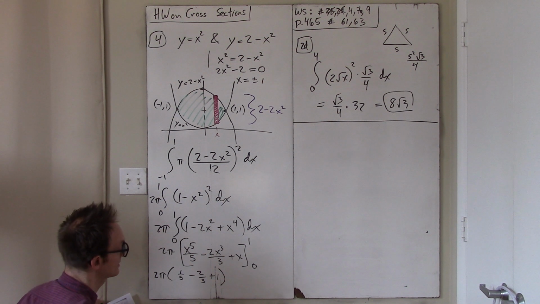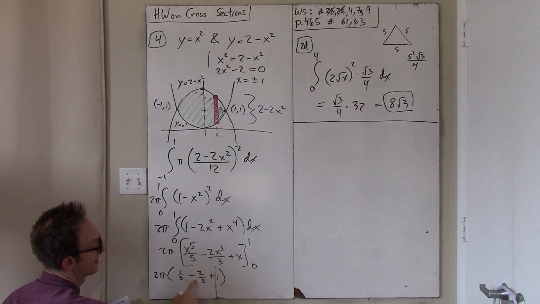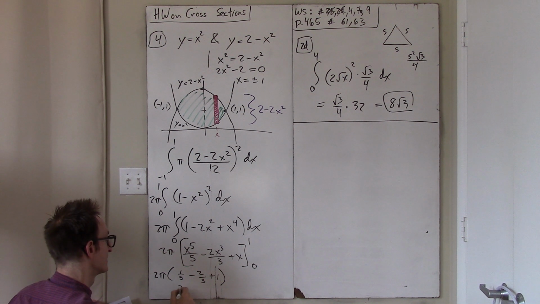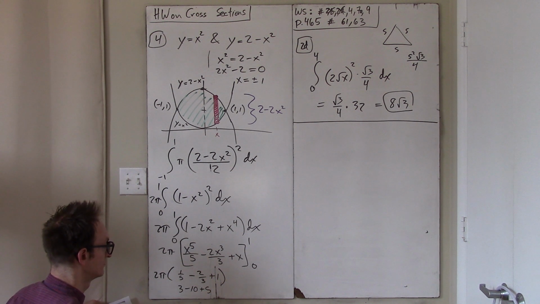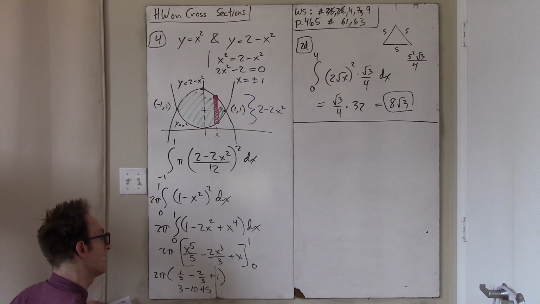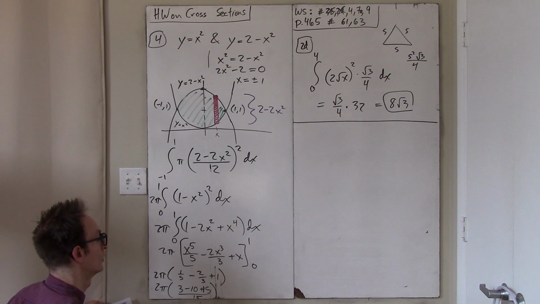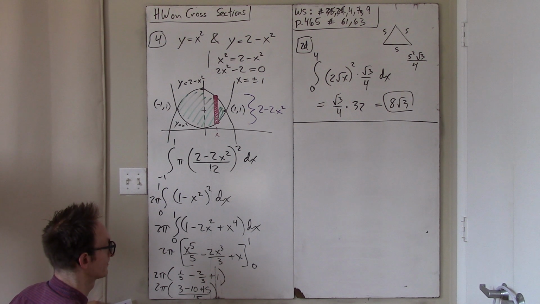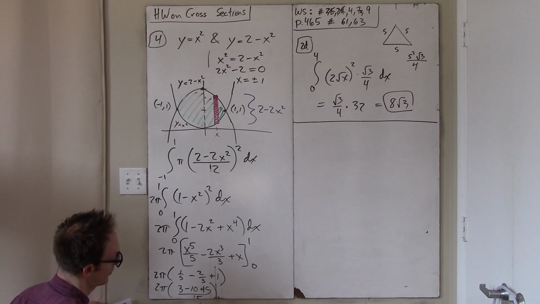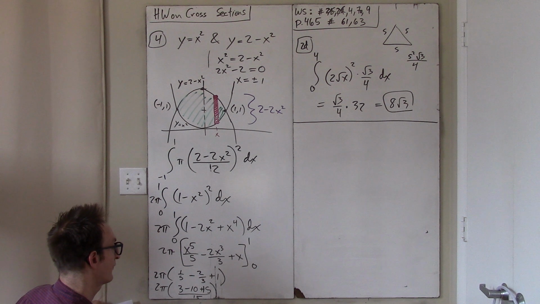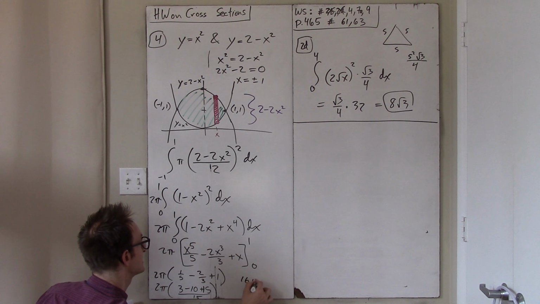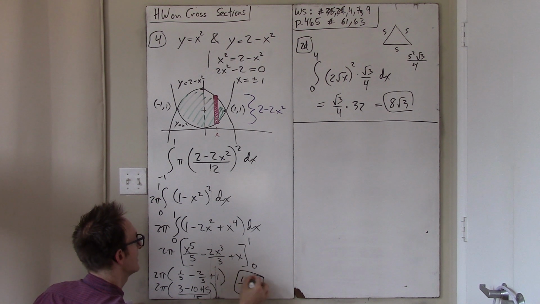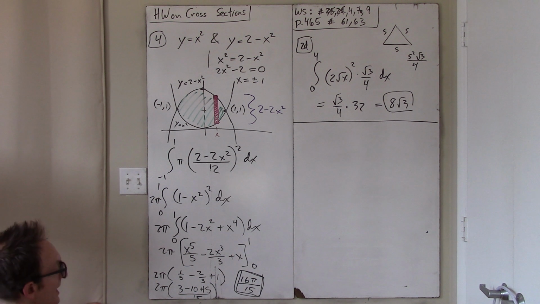So putting that all into 15ths gives me 3 minus 10 plus 15. That's 8/15. So 2 pi times... No, sorry. What's happened? 2/3 is 10/15, 1/5 is 3/15, and 1 is 15/15. So 3 minus 10 plus 15 is 8/15. So I guess this is 16 pi over 15. I bet that's maybe right. Yeah, 8/15 times 2 pi, 16/15. Okay, good.